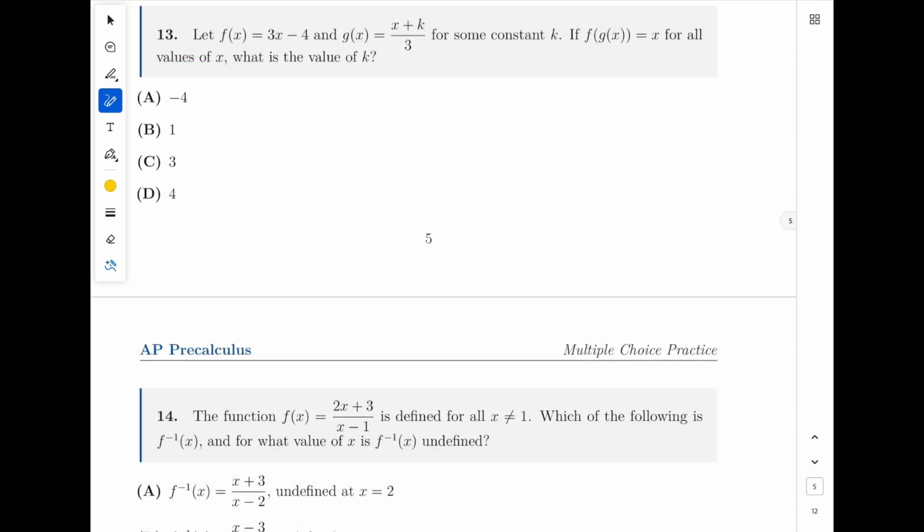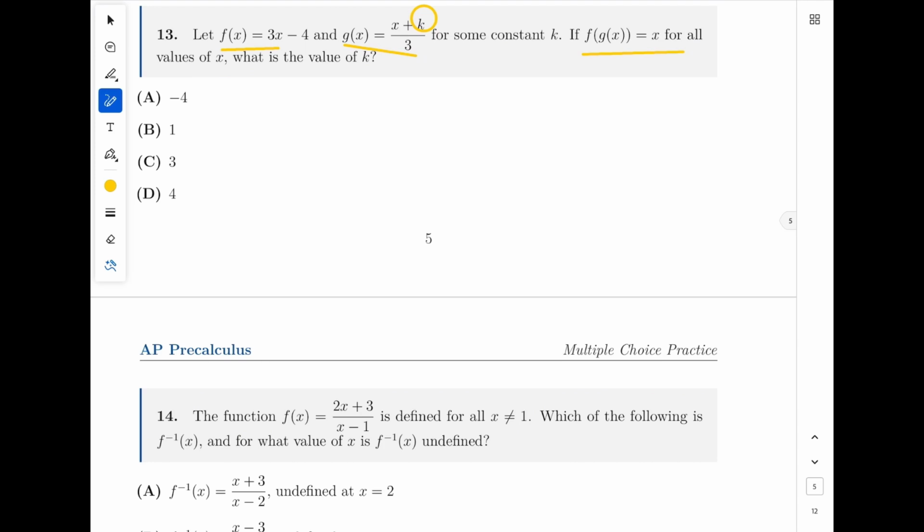Alright, question number 13, again this is relatively easy, have a shot. So we have a function f and a function g, and we have an unknown k right here, and it says f of g of x is x for all values of x. What is the value of k?